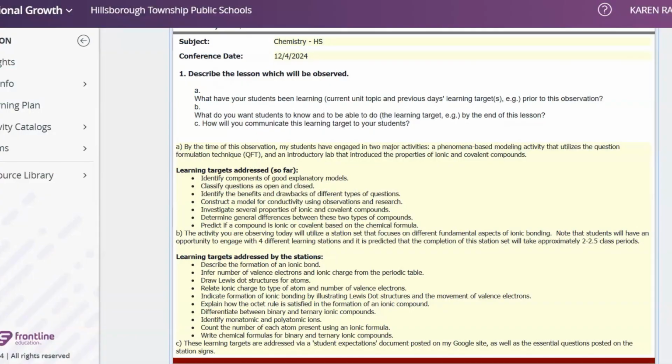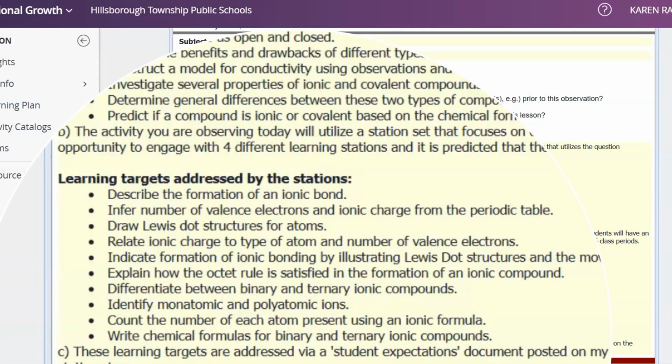Then as we move down here, it's asking about the learning targets addressed by the lesson. So you can see there's a lot of them. So this station set addresses a lot of the learning targets associated with ionic bonding. And these are things that I'm going to be repeating throughout the unit, but their first exposure to this will be during the station set. And that will be something that I will definitely discuss with my observer when I meet with them.